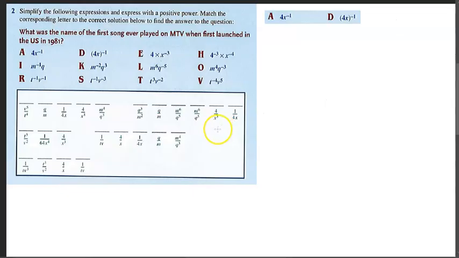The second worksheet, where we're trying to find the first song launched on MTV in 1981. This one is not as intense. There's no fractions involved, but there are negative powers.